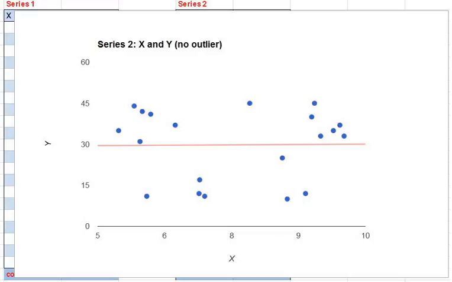So now we can see that the data is indeed randomly scattered on each side of the trend line, but the trend line is essentially flat. In other words, there is no correlation between the data, between X and Y. So a single outlier in this case generated a high correlation coefficient.